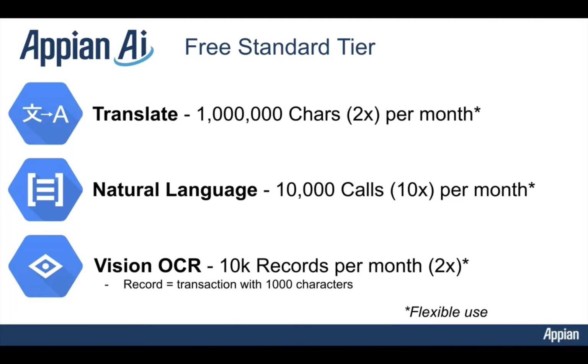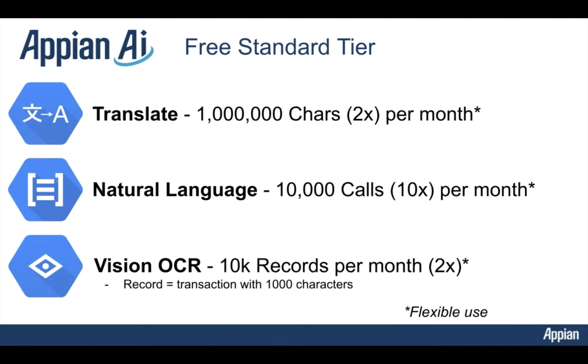The first of which is Google Translate, which allows you to automatically translate, I believe, over 100 different languages between two language formats. In the free standard tier that you get with Appian AI, we're going to allow for 1 million characters per month. So this is double what you get from Google for free out of the box by using Google Translate with Appian instead.